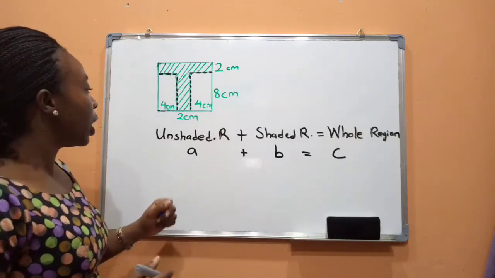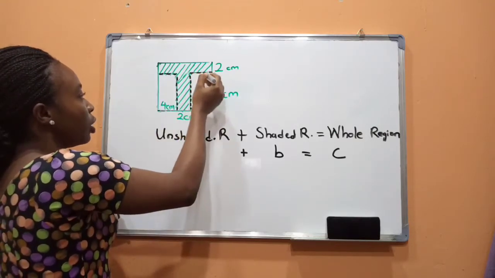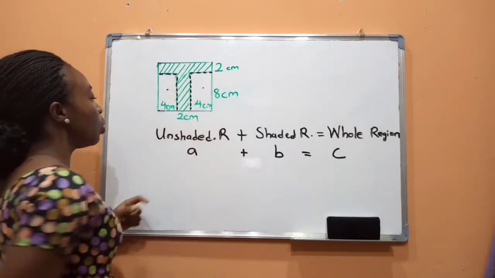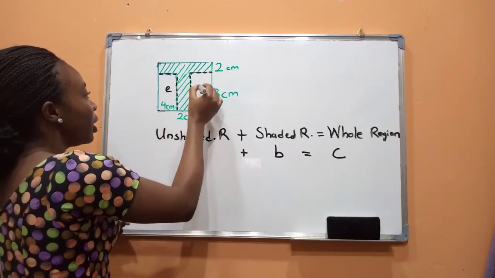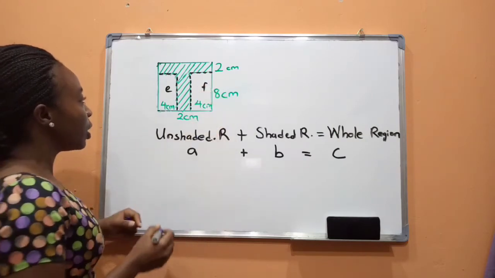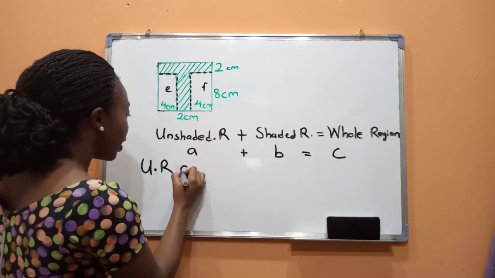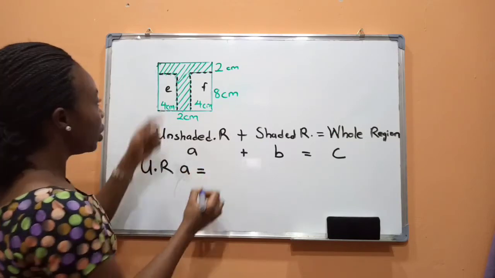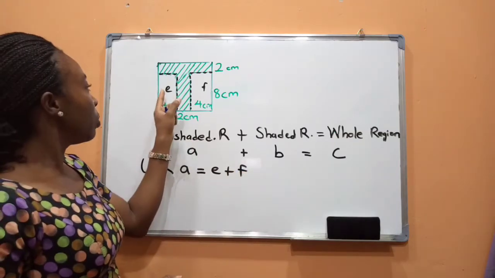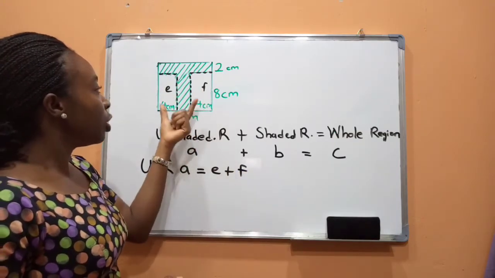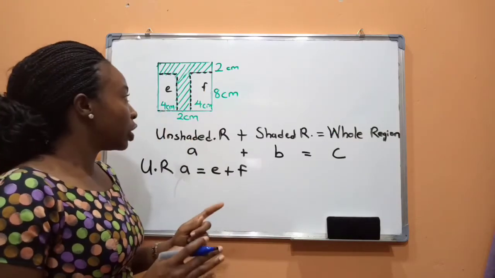Now, if you take a look at the unshaded region, we have two columns, okay? So we have this and we have this. So we can further name these. Let's say here is E and here is F, so that we can say unshaded region A is equal to E plus F, okay? What that means is that when we sum up E and F, we are going to get the unshaded region. So let's go ahead in trying to find the unshaded region.